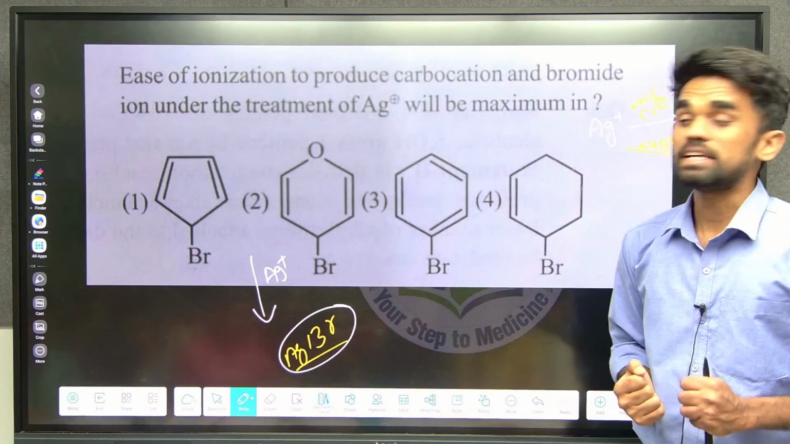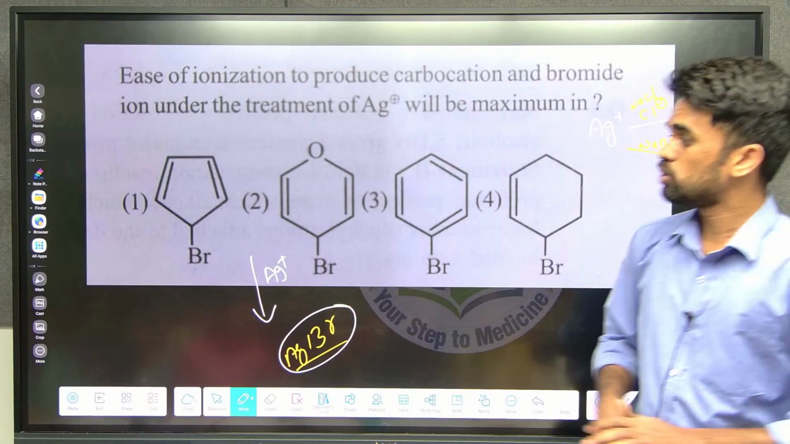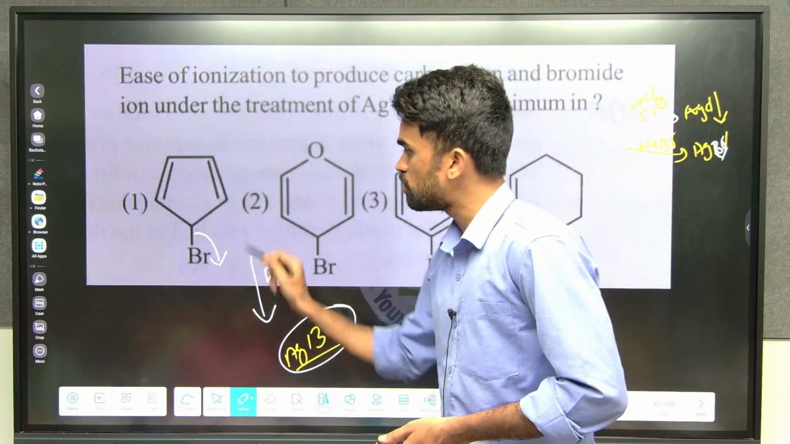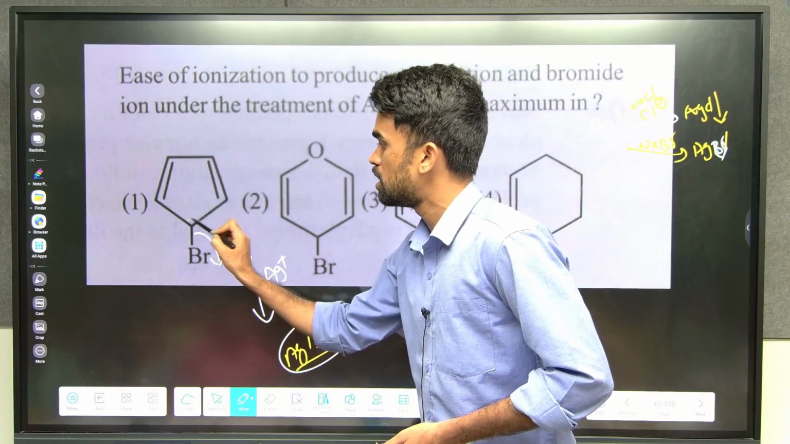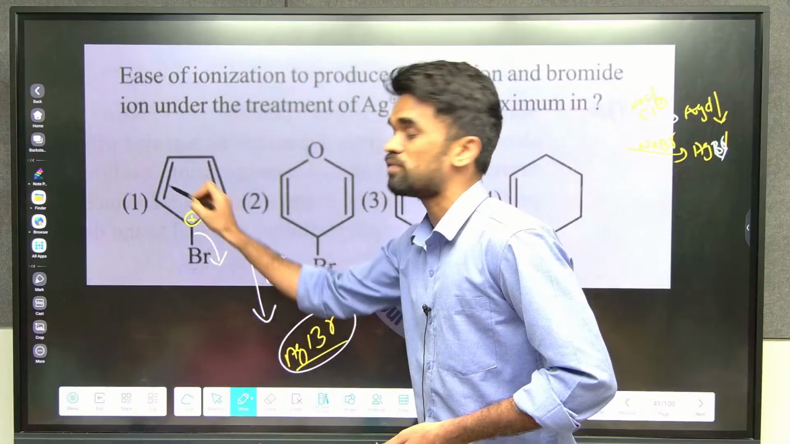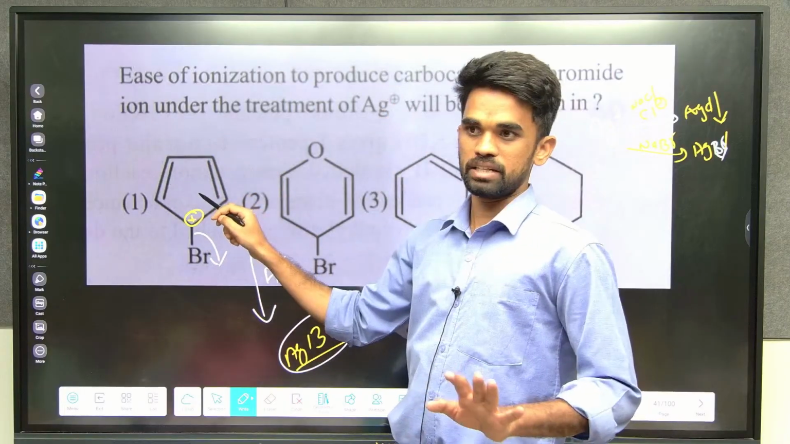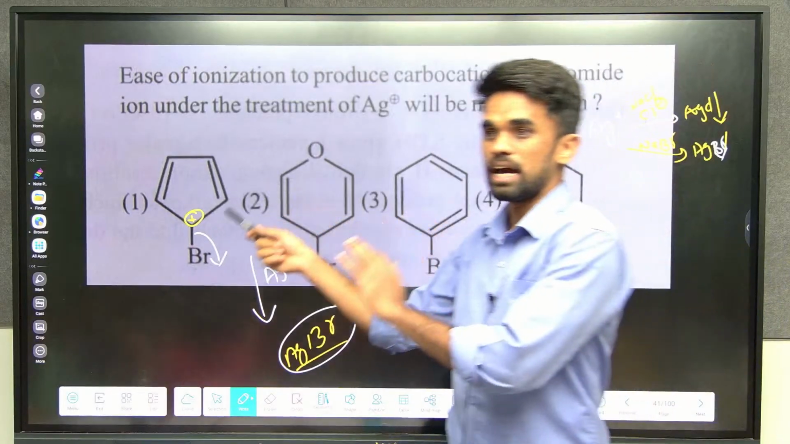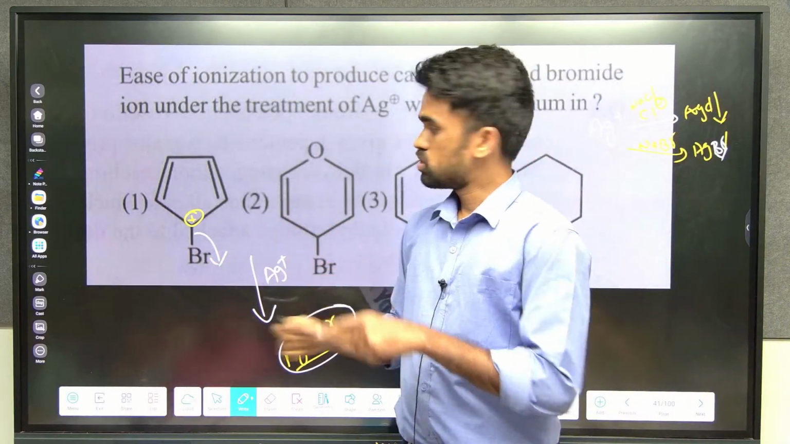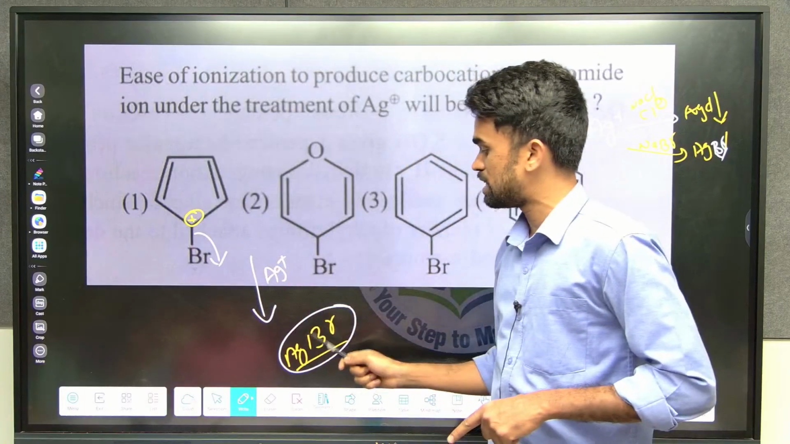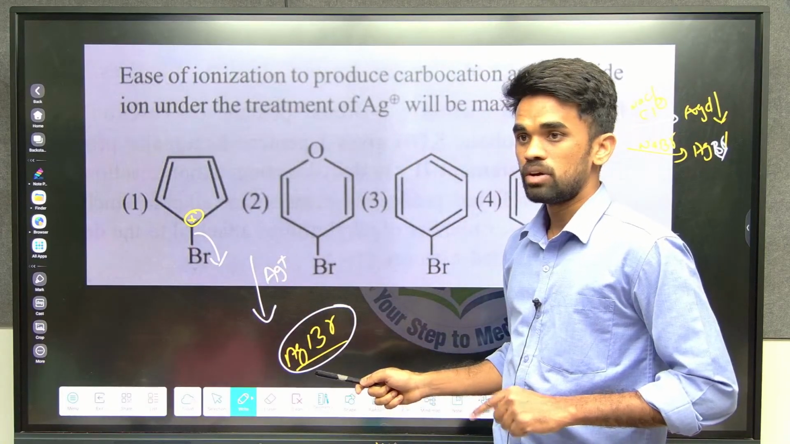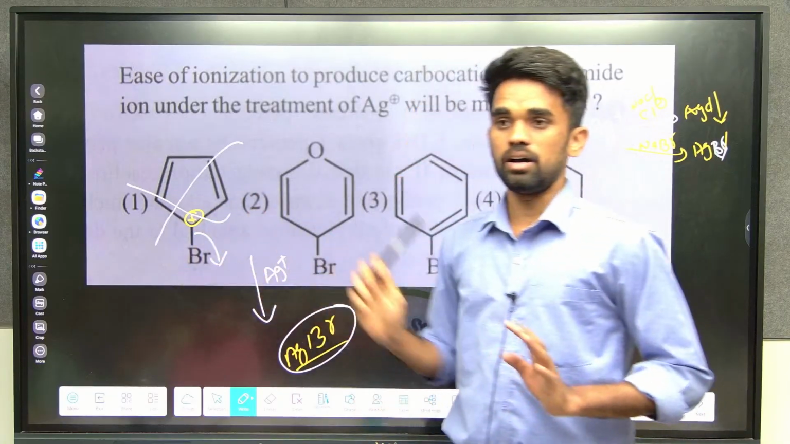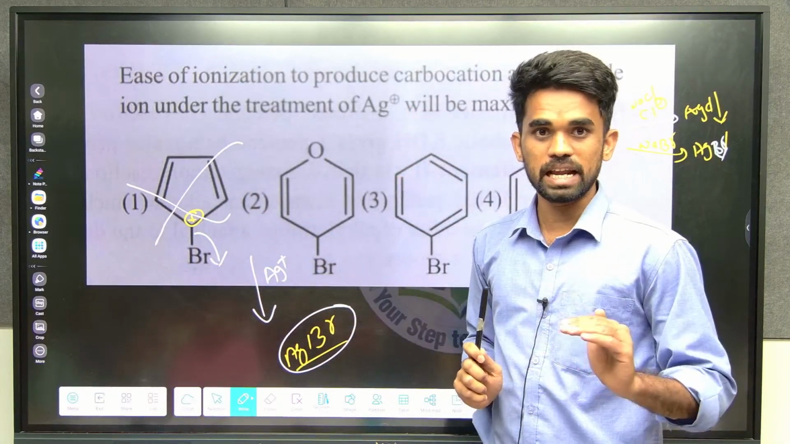It means what do you need to consider now? You just need to remove this Br minus first. After removing Br minus, what is here? Positive. If it is positive, what do we need to check for? Aromaticity. If it is aromatic, the reaction will proceed. If it is anti-aromatic, tell me whether this precipitate is formed or not? No. So it will not undergo reaction. Is this clear, everyone?